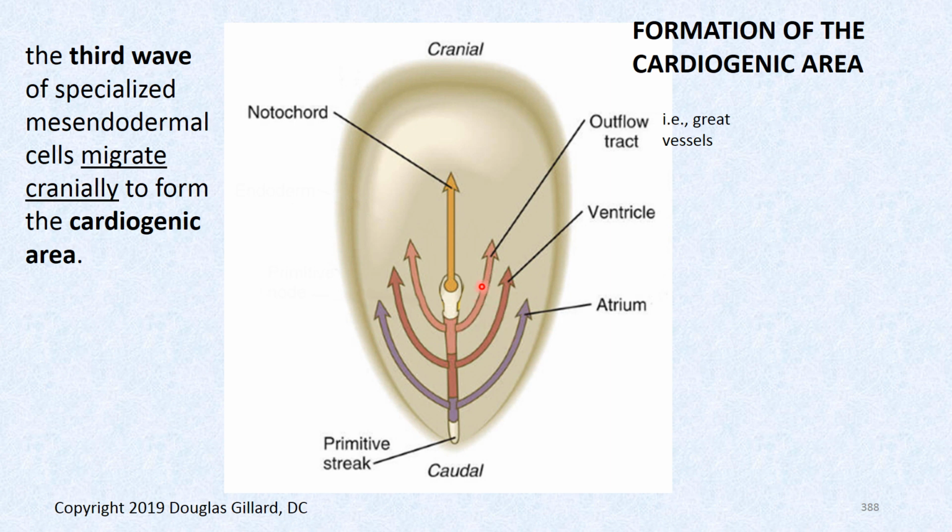The ones that come from the more anterior region form the great vessels. The middle region of the streak forms that horseshoe up here, right? But these ones are destined to form the ventricles. And the ones from the caudal part of the streak are going to form the atria. Okay, we know that from research.